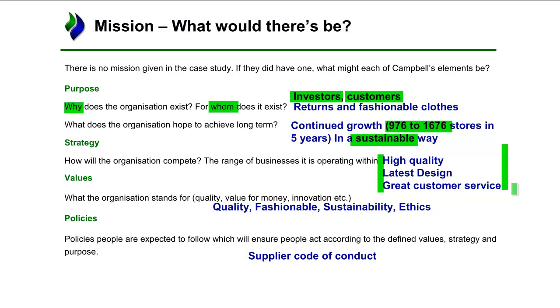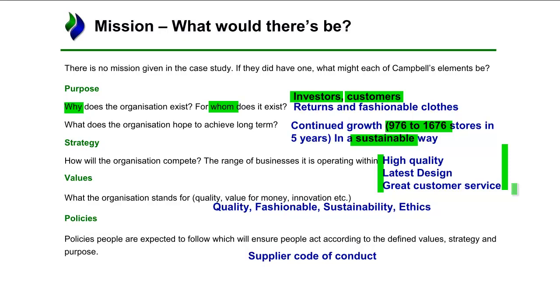Some of the values that we're given in the exam, what the organisation stands for. Quality is one, fashionable, trendy, that's another. Sustainability and ethics come in as well. So we have got some good strong values given, and again we must be consistent with those. Not many specific policies talked about. There is of course the supplier code of conduct, things like treatment of staff and so on. And so making sure that people abide by that comes in there.